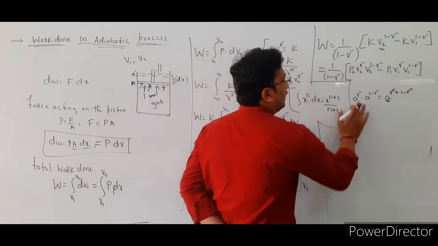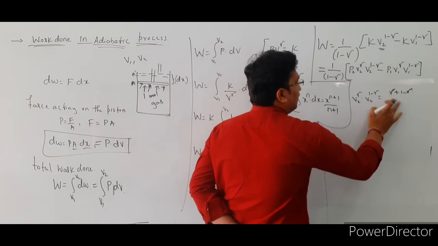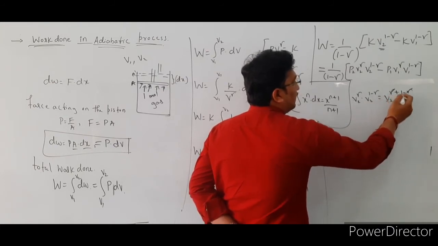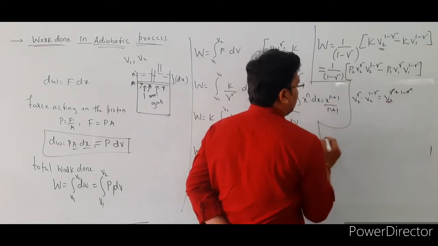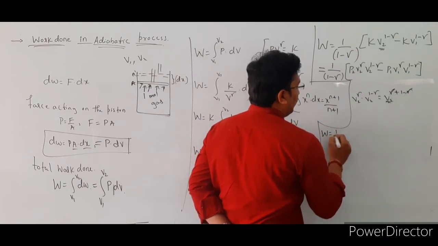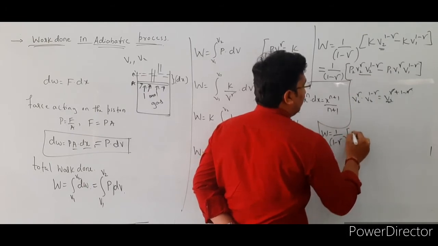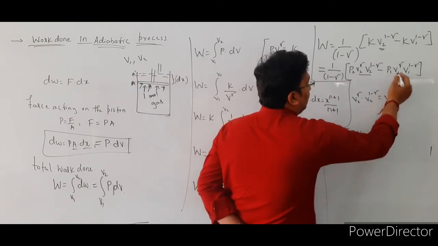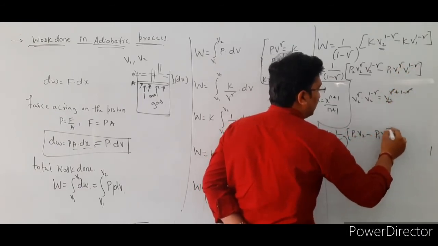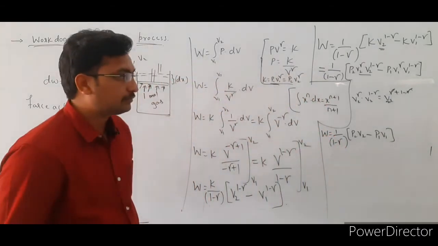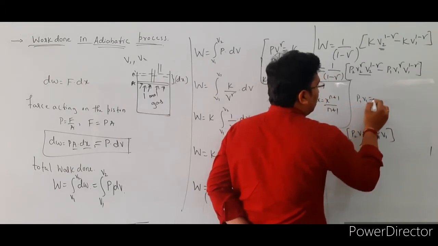A. So that means here V2 to the power of gamma, V2 to the power of 1 minus gamma, then V2 to the power of gamma plus 1 minus gamma, gamma gets cancelled, then the result is V2. Okay, this is equal to work done, that is W is equal to 1 divided by 1 minus gamma. Here this value is P2 V2. Similarly, V1 to the power of gamma, V1 to the power of 1 minus gamma, then the equation becomes P1 V1, right?